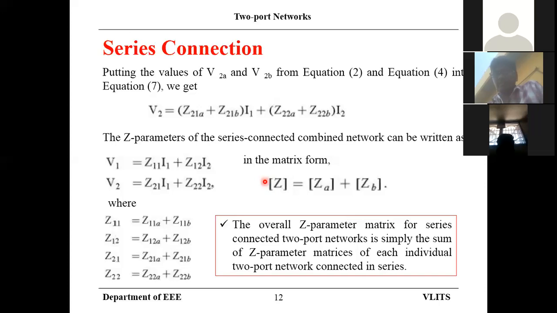In a similar way, if there are three networks connected in series, then you have to add ZA plus ZB plus ZC. The Z parameters of the third network also have to be added. Then you will get the resultant Z parameters of the equivalent two-port network. So this is about the series connection of two-port networks.